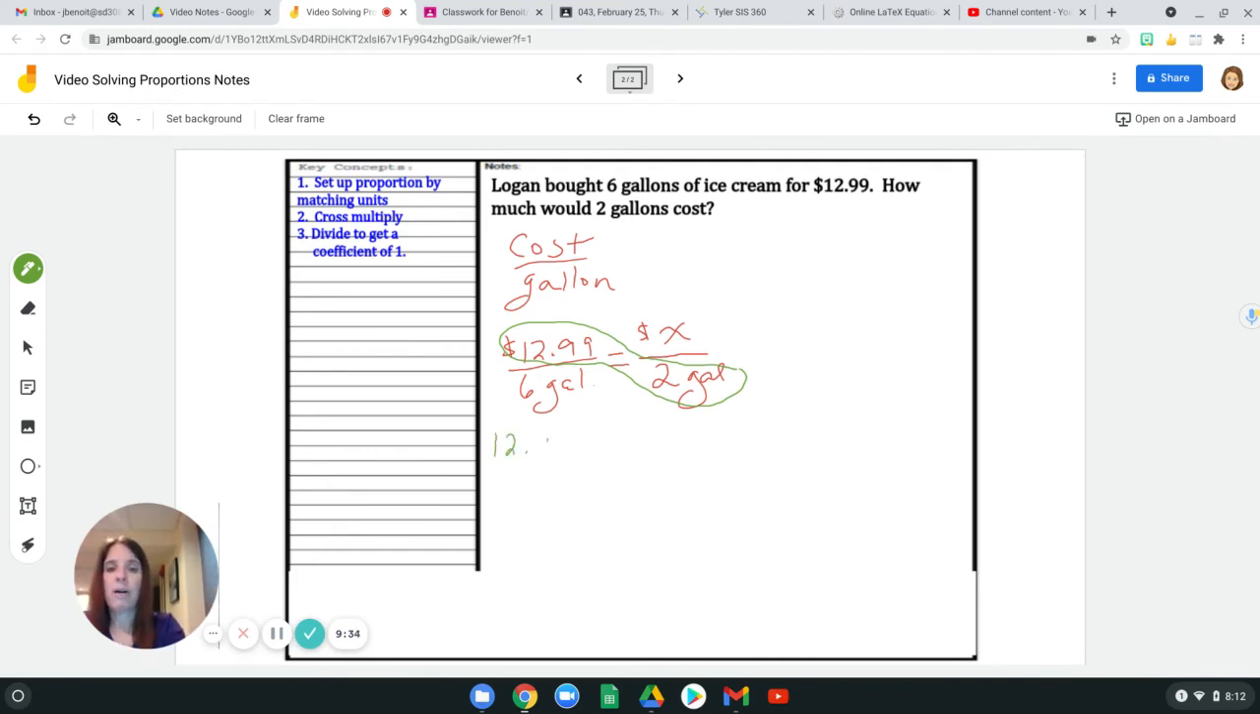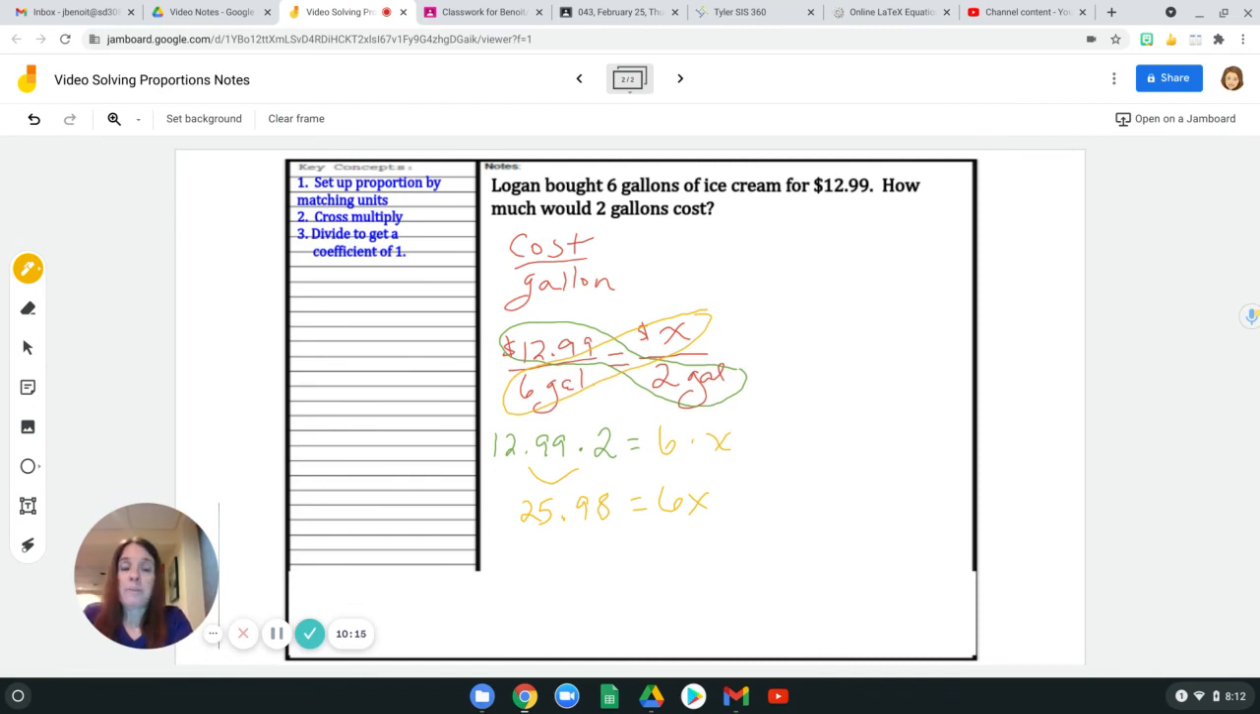So we're doing $12.99 times 2 and numerator times opposite denominator, 6 times x. Notice the words don't come into this part, just the numbers, so we can do the math. For this one, you can grab your calculator. I'm going to look at my little cheat sheet here. $12.99 times 2 is $25.98. Remember, we're talking about money, so why don't you say it as money? And 6 times x is 6x.